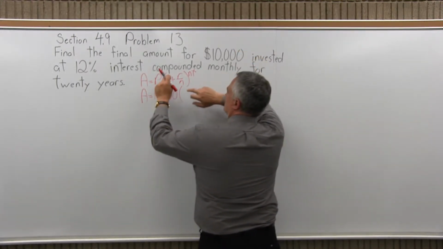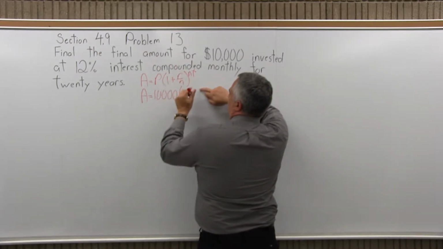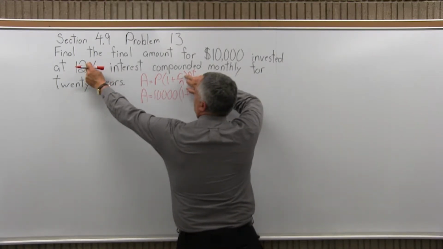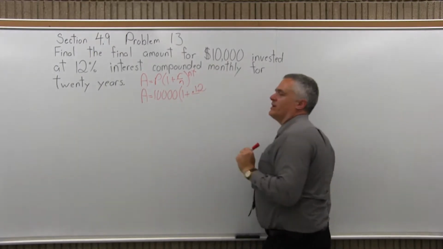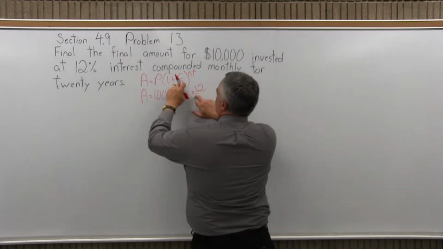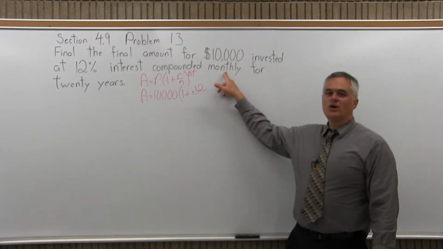P is the principal or initial investment, which for this problem is $10,000. Open the parentheses. 1 just stays as a 1 plus R. So R is the rate as a decimal. So this problem says the rate is 12%. As a decimal, that 12% must be written as 0.12. That's the rate as a decimal. N that goes in next is the number of times compounded per year. So this problem has monthly compounding.